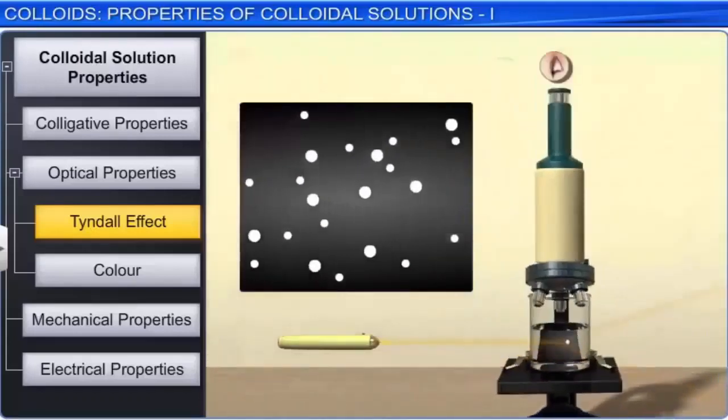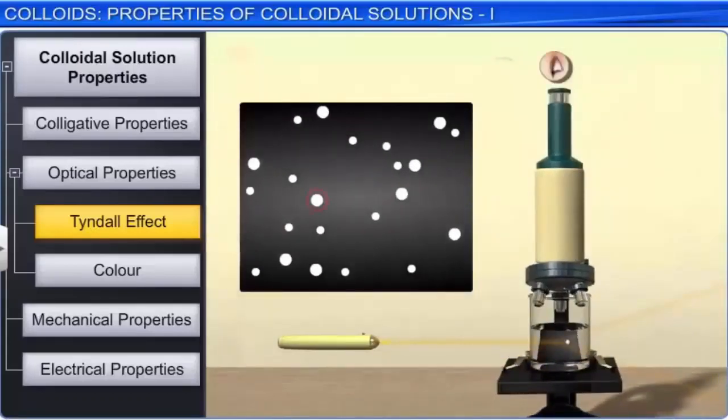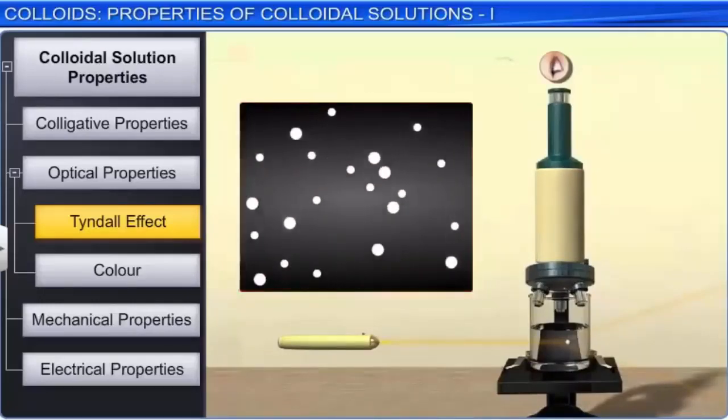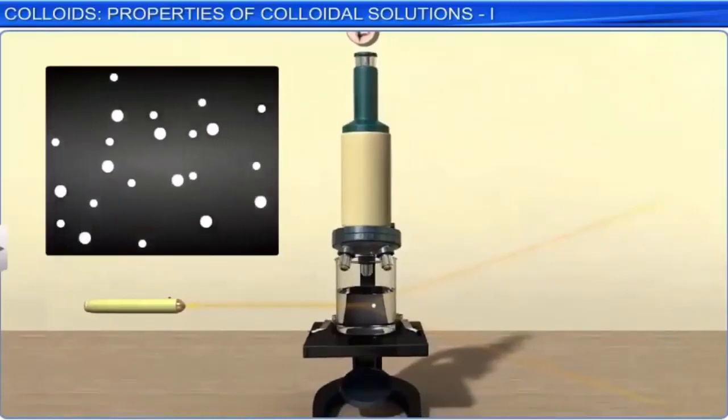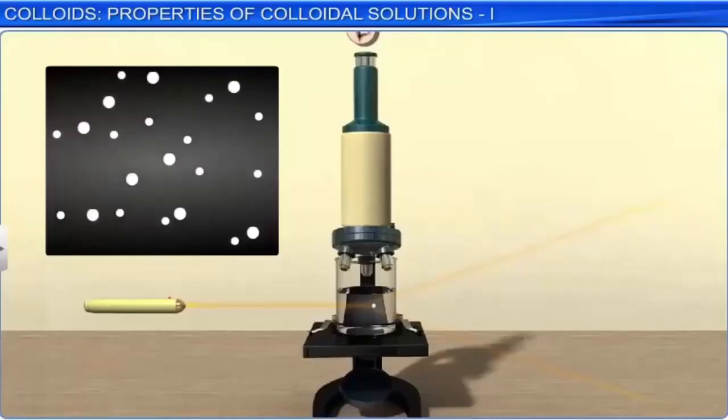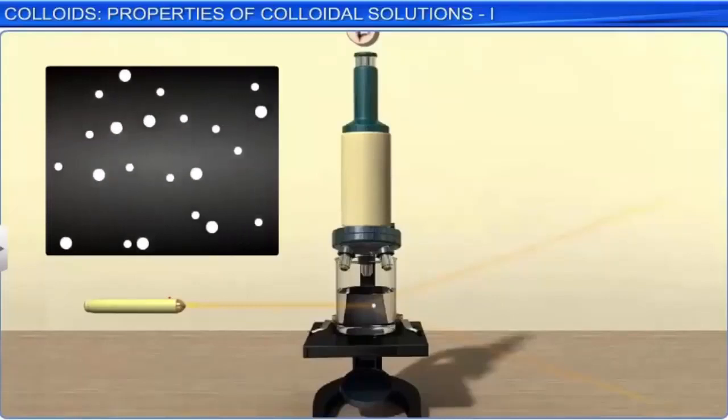Therefore, a colloidal particle appears as a bright star against a dark background in constant motion when viewed through an ultramicroscope. Thus, we can say that the ultramicroscope does not render the actual colloidal particles visible, but allows the light scattered by them to be observed. It does not provide any information about the size and shape of the colloidal particles. The Tyndall effect also confirms the heterogeneous nature of colloidal solutions.